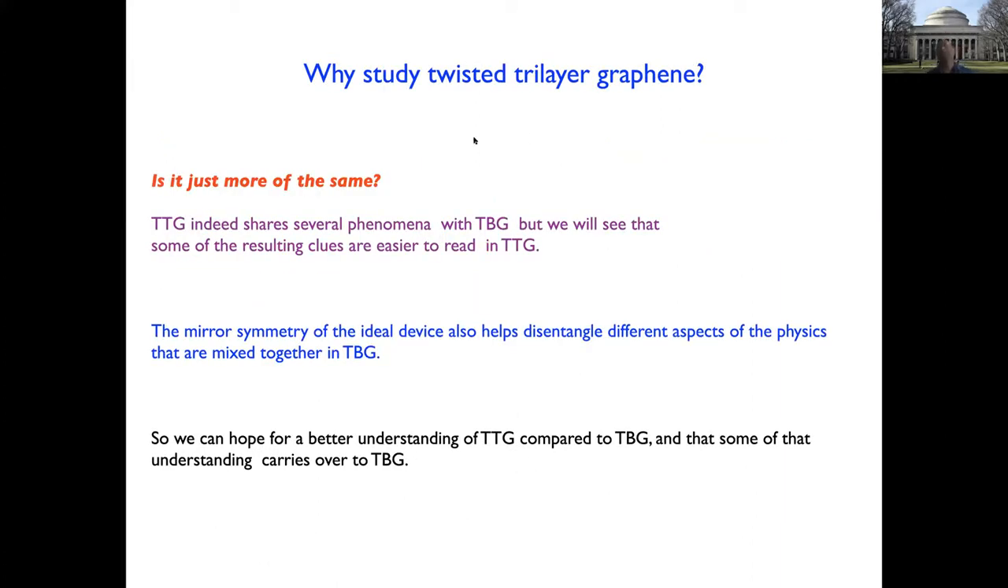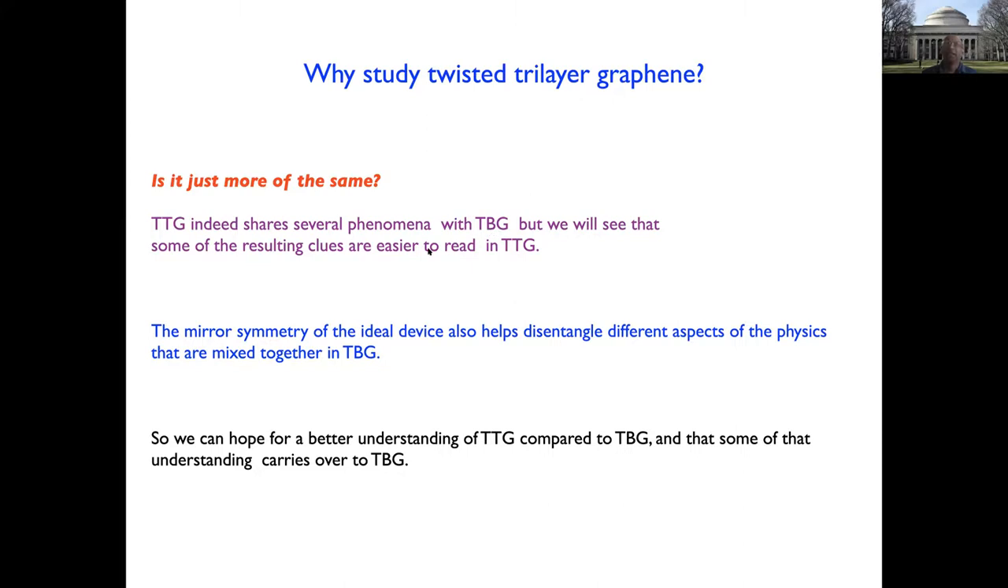So there's a legitimate question that one could ask oneself, and I certainly asked myself when Pablo Moiré-Twistronics started telling me about this system. Why should we bother studying twisted trilayer graphene? Isn't it just more of the same? And the answer, we'll see, is that indeed TTG shares several phenomena with TBG, with twisted bilayer graphene.